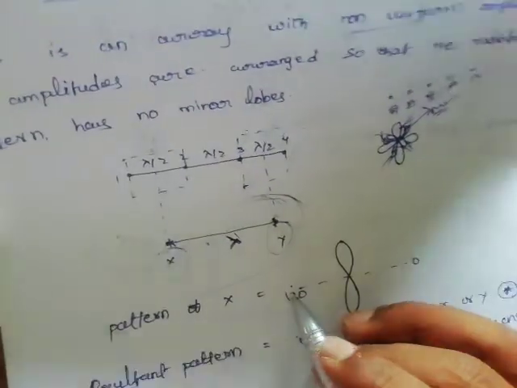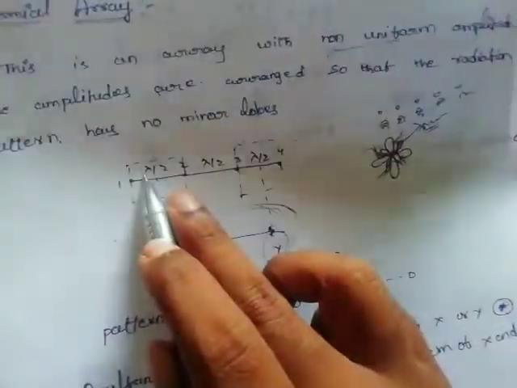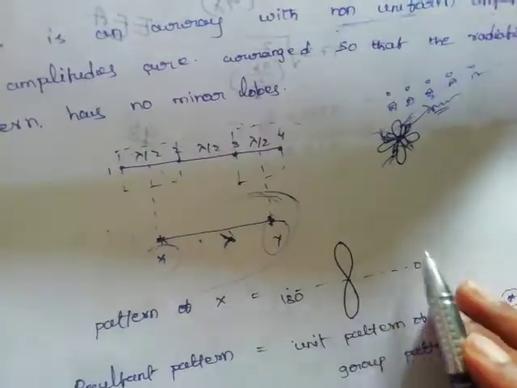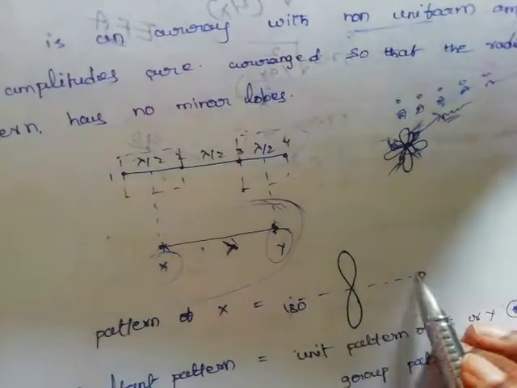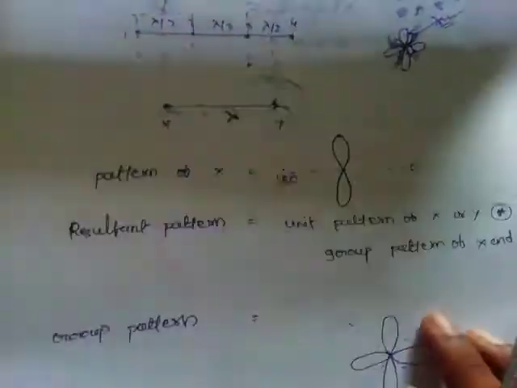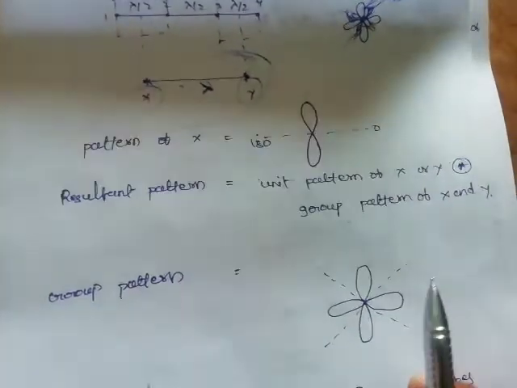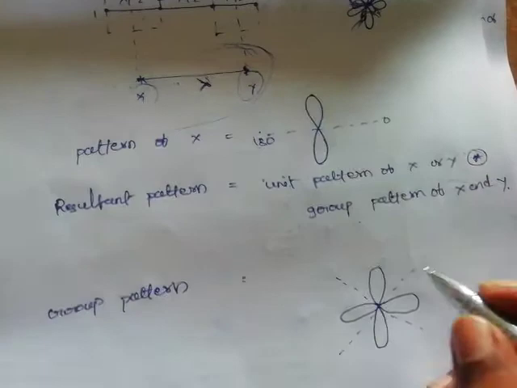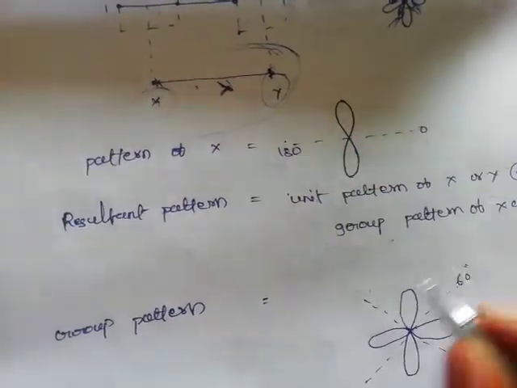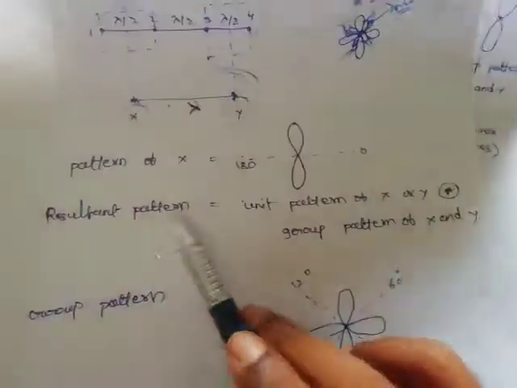The pattern of x means the pattern of sources 1 and 2, which are separated by a distance of lambda by 2. What is the pattern? There are nulls at 0 and 180 degrees. This is the pattern of x. What is the group pattern of x and y? This is the group pattern. At 60 and 120 degrees we get the nulls. Now you have to multiply this pattern and this pattern, and you will get the resultant pattern.